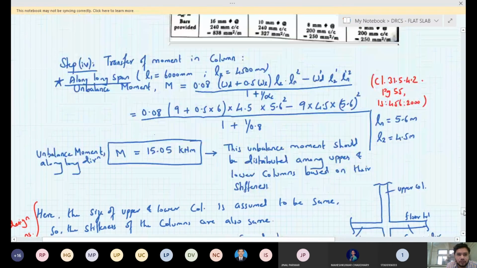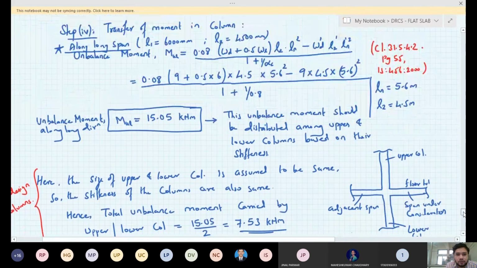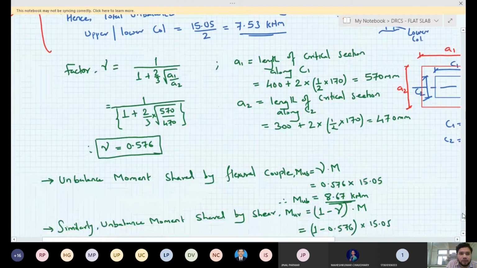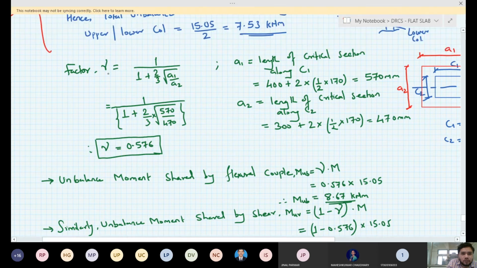Same way here also we can write this as MUL, the unbalanced moment along the long direction, and this factor gamma, that is also along the long direction. So this will be along the long direction. This is the unbalanced moment along the long direction, and this is gamma L.